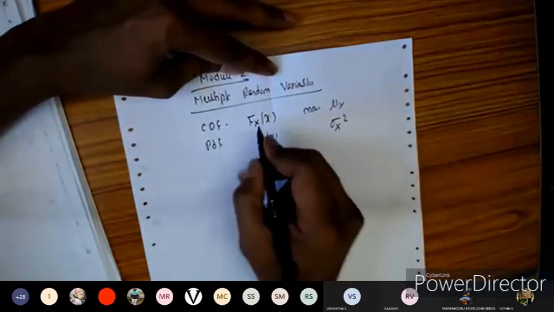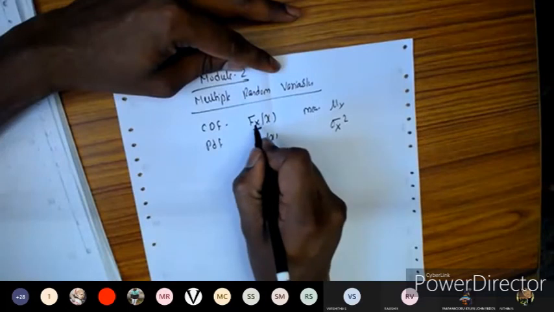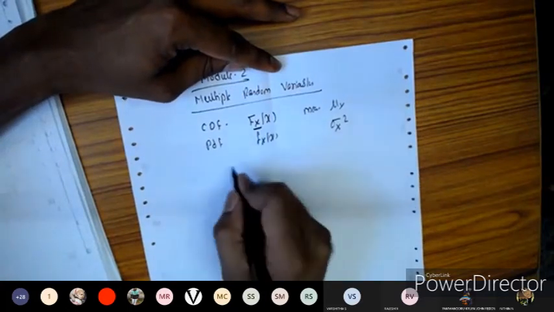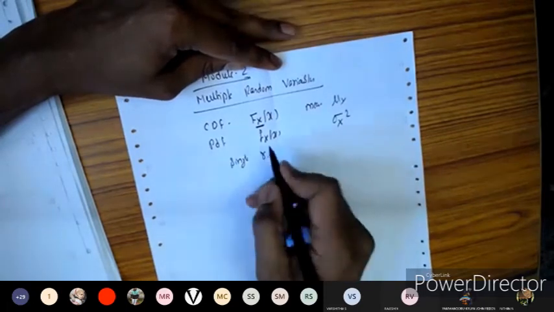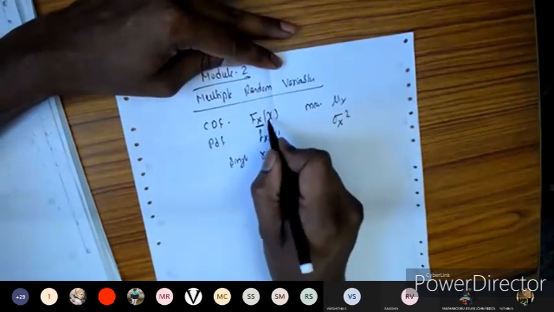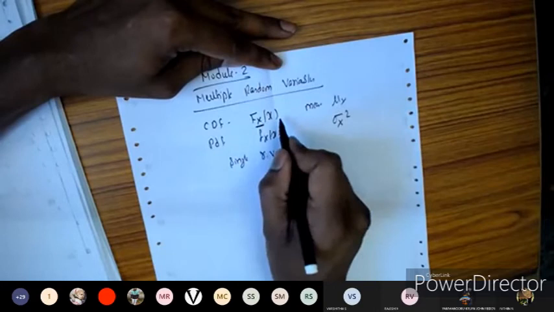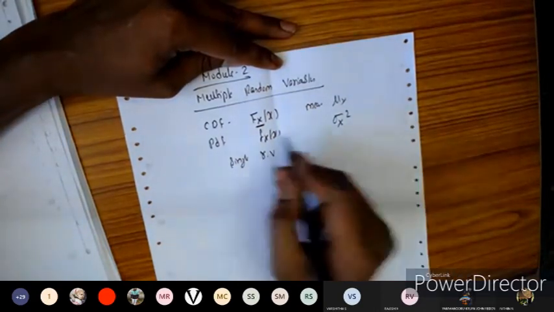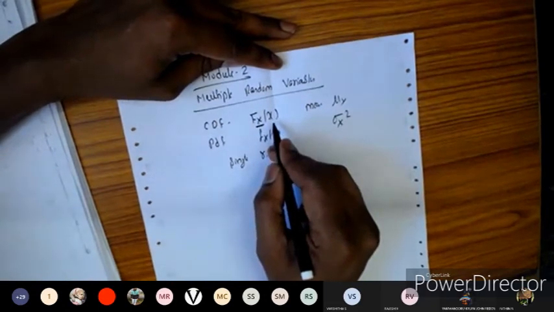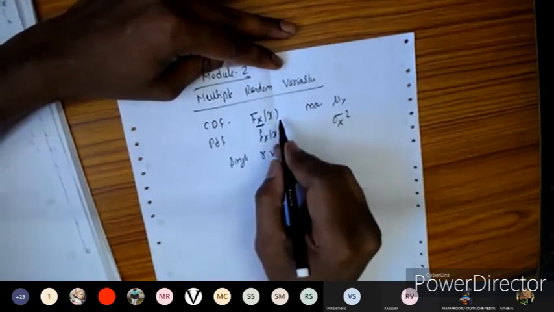Here, the random variable we considered is a single random variable. A single random variable is a function of one random variable. A random variable is something which can take values randomly. That is what you call a random variable. So we have seen the concept of the single random variable.